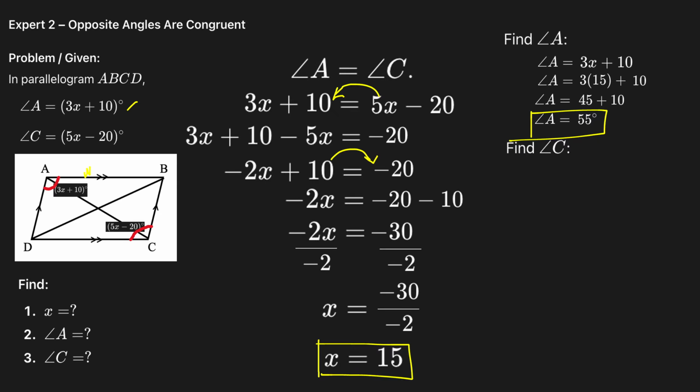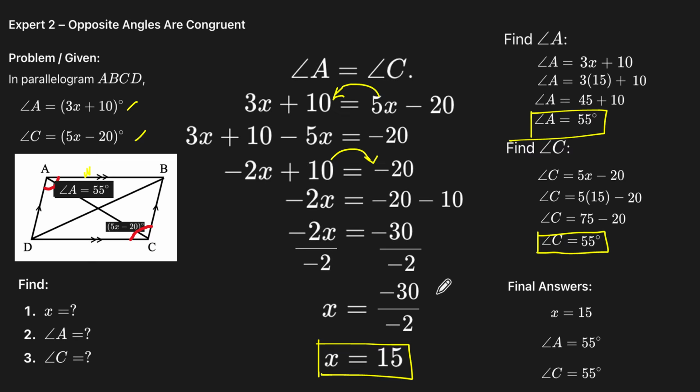Now, looking for the angle C. Angle C is 5x minus 20. Substituting or plugging in the x, which is 15, it will become 5 times 15 minus 20. Simplifying 5 times 15, that is 75 minus 20, and that is equal to 55 degrees as well. Okay, as you can see, the angle A is 55, and the angle C is 55.